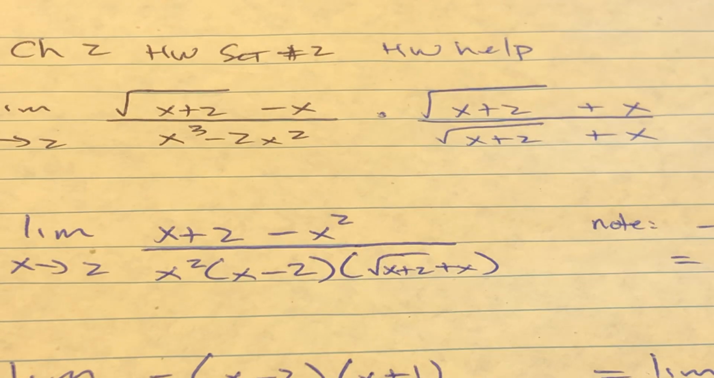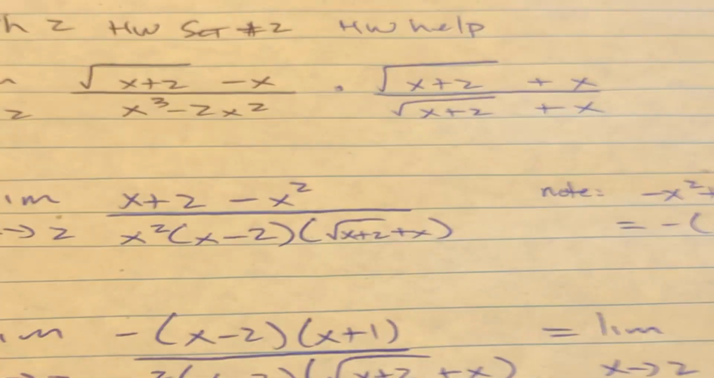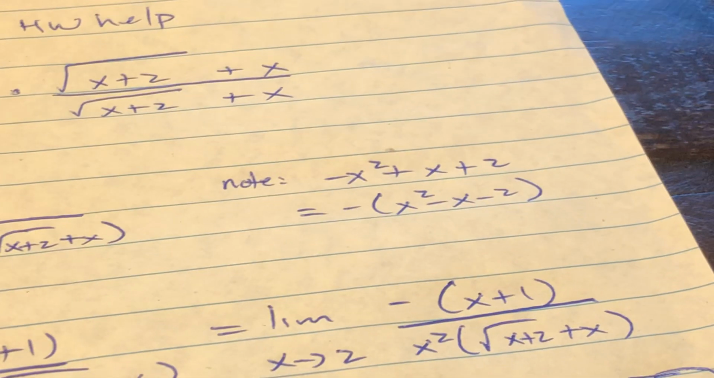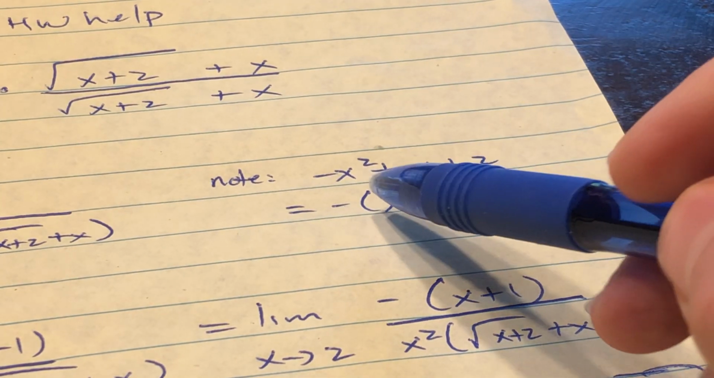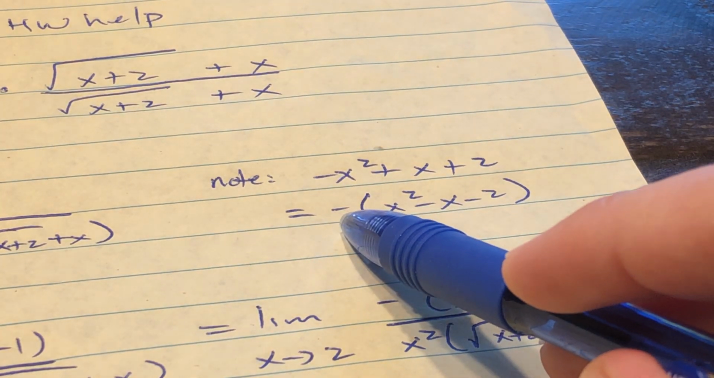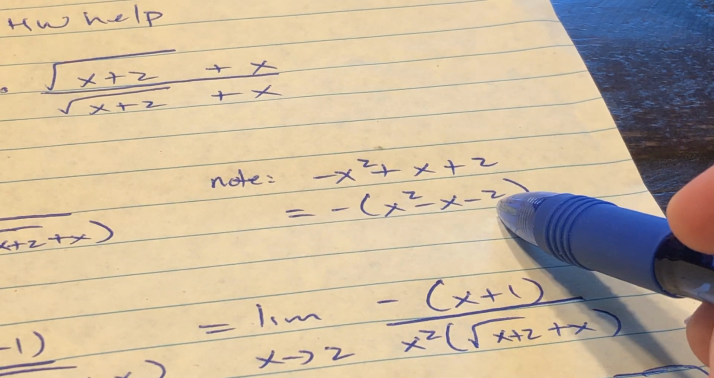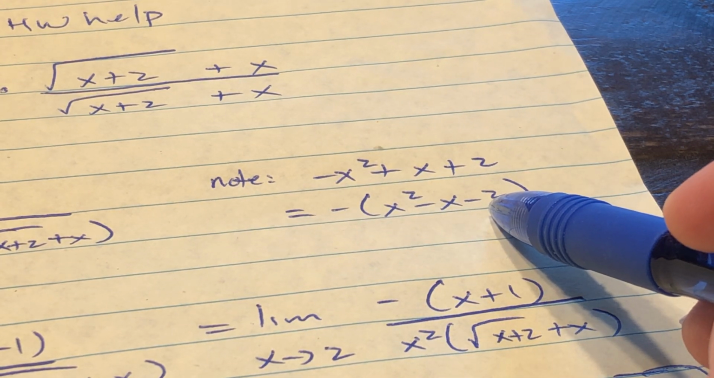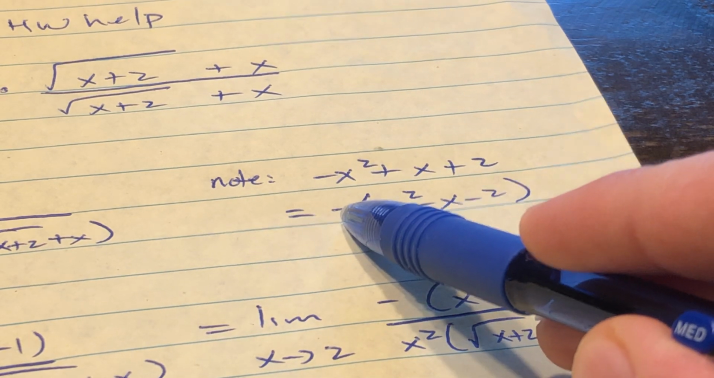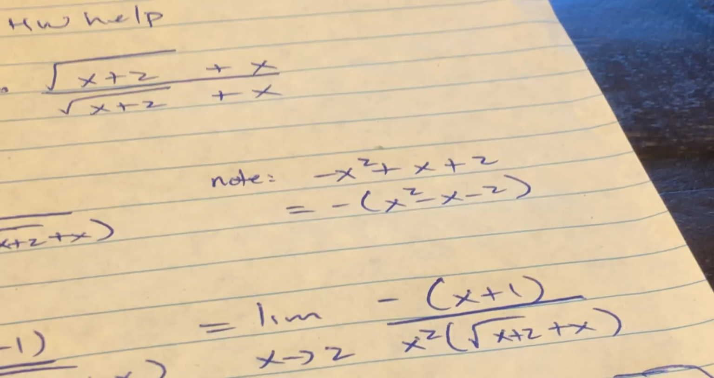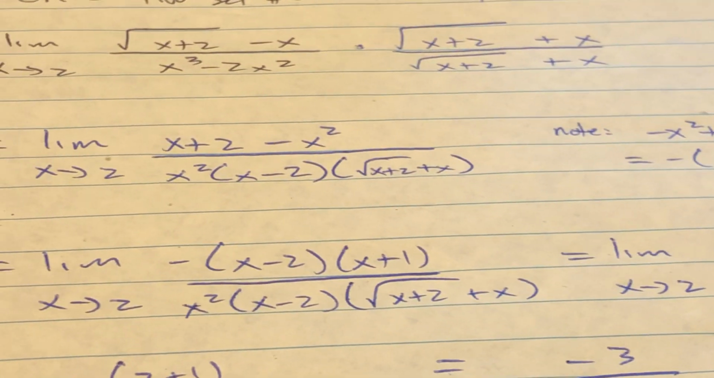Note the following: what you have in your numerator can be written like this. And I can take the negative out so that the leading coefficient is positive. We always want that. So now it's x squared minus x minus 2, and this factors. This is x minus 2 times x plus 1 with the negative sign out. So, write a note off to the side. Now this equals that.